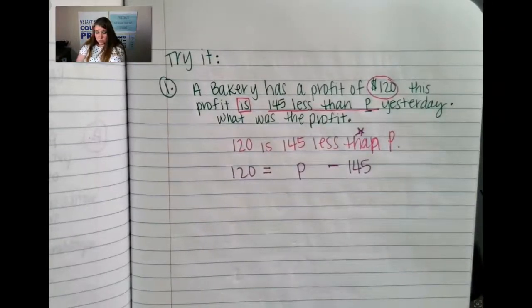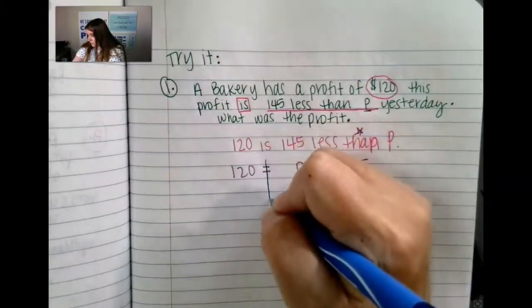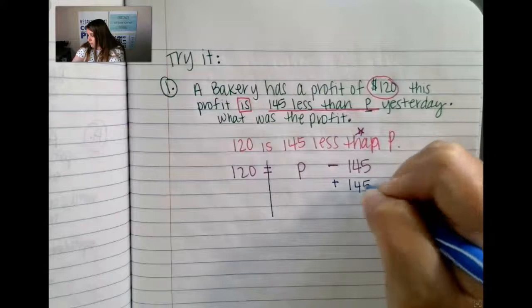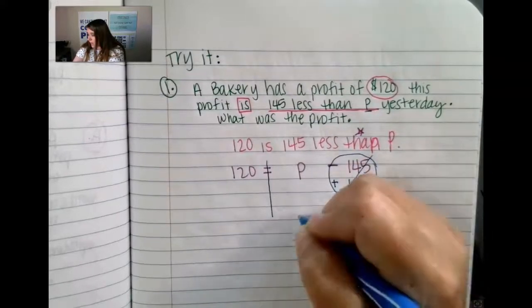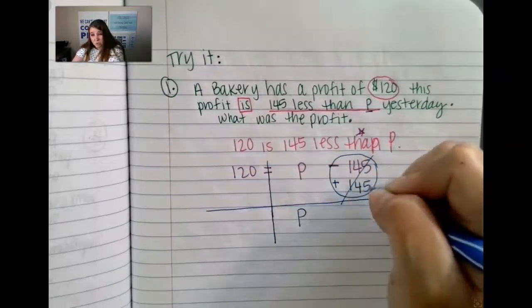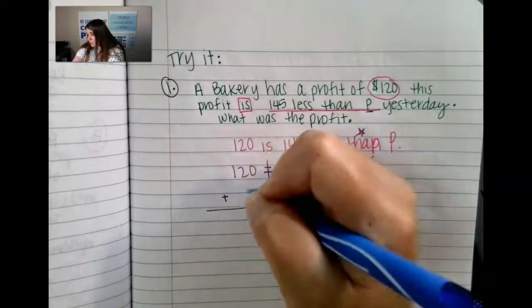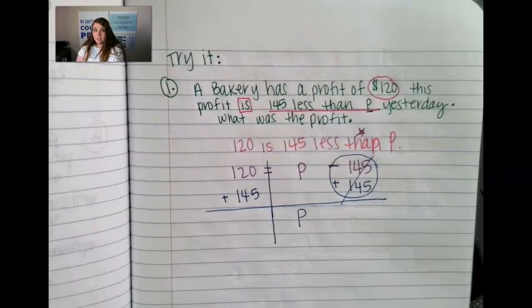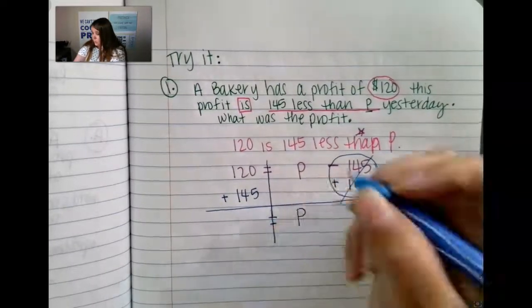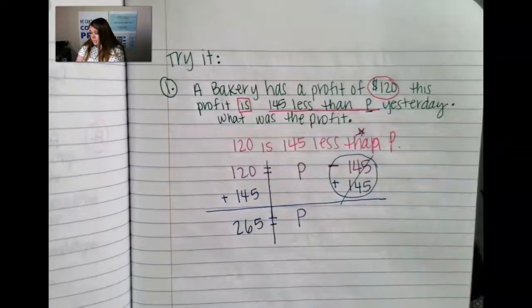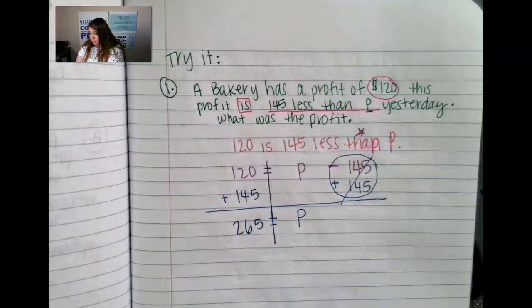And now I'm ready to solve. So let's go ahead and solve this equation. So I have a subtracting 145. I need to add 145. That will then zero this out and give me my profit. So if I add 145 here, I absolutely need to add 145 to this side. Otherwise, it is not balanced, and we need it to be balanced. Okay, now we can add. So that's 5, 6, $265 was the profit.